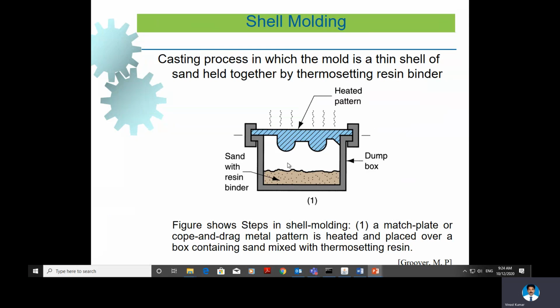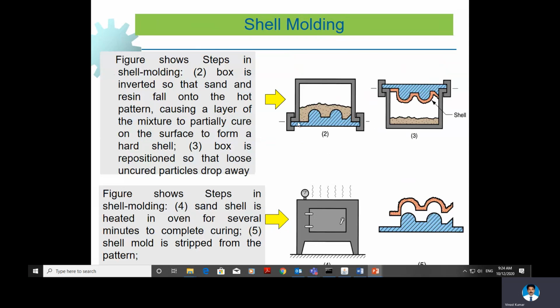This is the first step. In the second step, the box is inverted. Look at that, the box is inverted upside down so that sand and resin fall onto the hot pattern, which causes a layer of the mixture to partially cure on the surface to form a hard shell. So when we inverted, what happened? The sand plus resin binder mixture will fall onto the hot pattern, and this will get attached to the pattern.